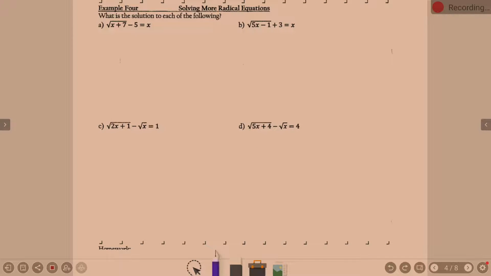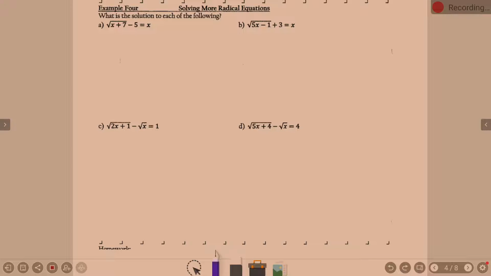Okay, Example 4. Last Friday, we worked with solving equations that had radicals in them, yes? We worked with, if there's just one radical, get the radical by itself, and then raise it to a power on both sides, right? We often did squaring if it was a square root. If it was a cube root, we'd cube it like we just did there.